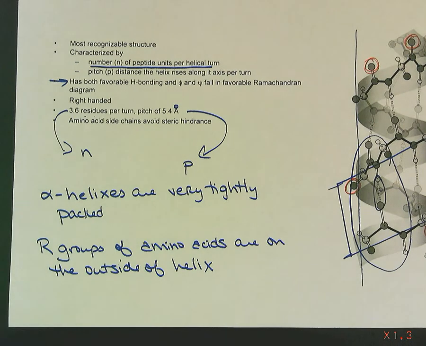Why would I want the R groups on the outside? That's going to be where the chemistry's at. The R groups need to be on the outside because that's where the chemistry is happening with these R groups.